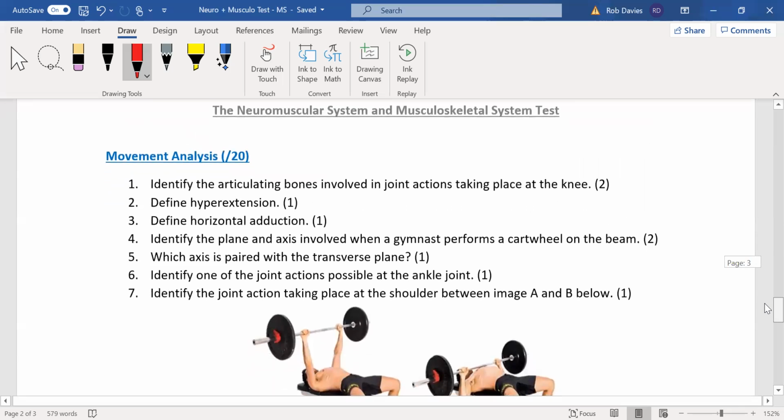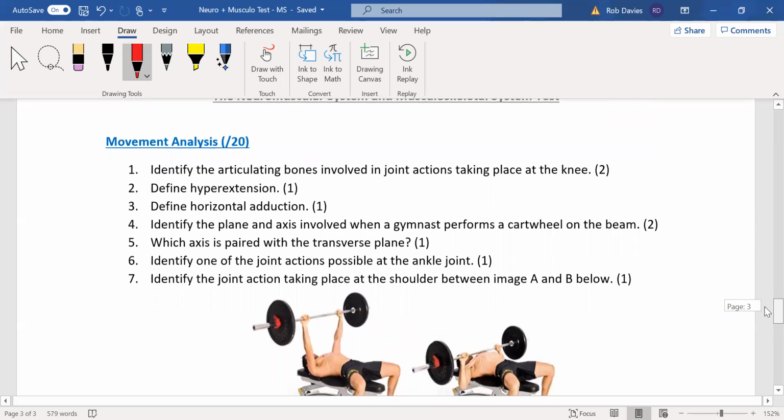And finally, the section on the movement analysis. So number one, the articulating bones involved in the joint action taking place at the knee. That's the tibia and the femur. Hyperextension is the increase in angle at a joint beyond 180 degrees. So extension is just an increase in angle at a joint. Hyperextension, increase in angle at a joint beyond 180 degrees.